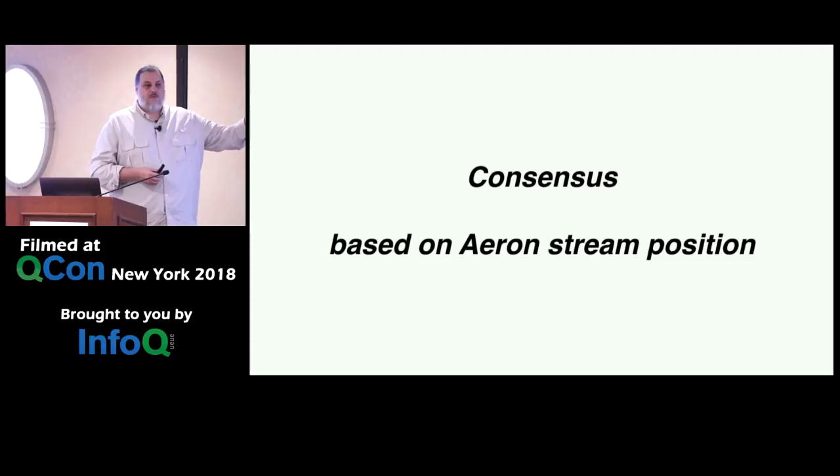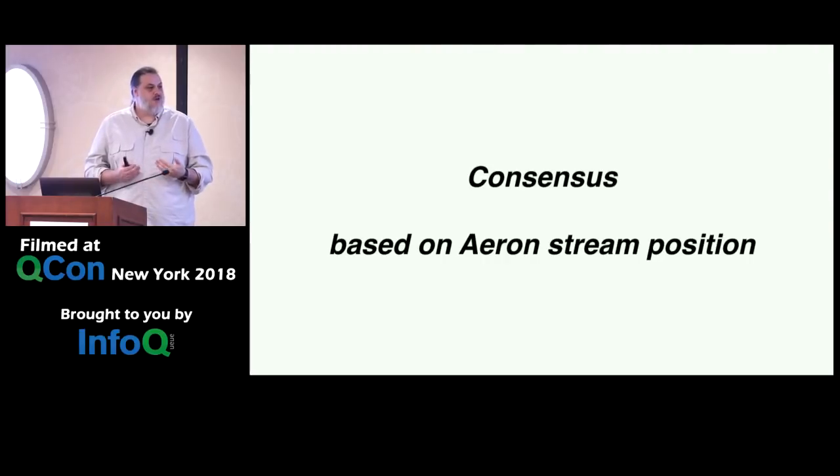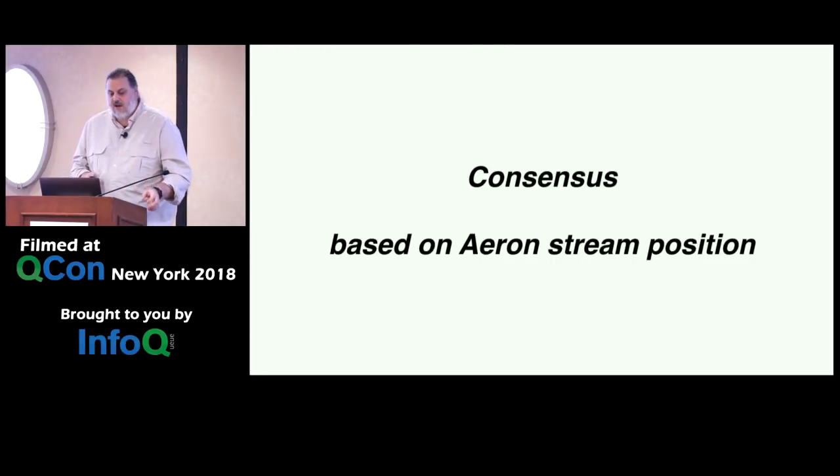Consensus is nothing more than a number. It's nothing more than a position in the stream that is saying to all the other replicas that you can process up to this point in the stream. This is much simpler than a lot of the other things that are done in a lot of Raft implementations or pieces of them.